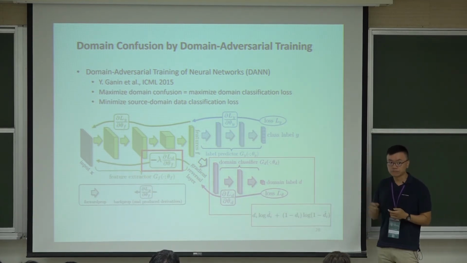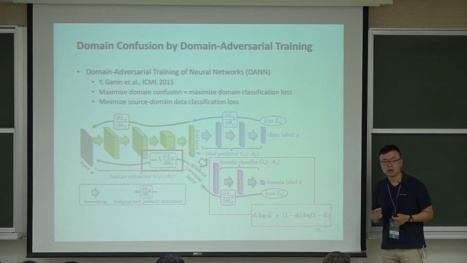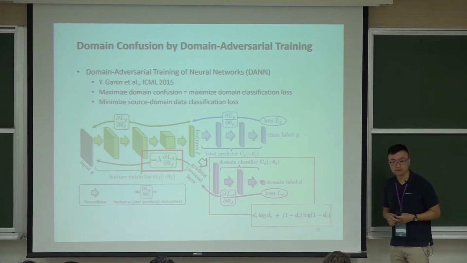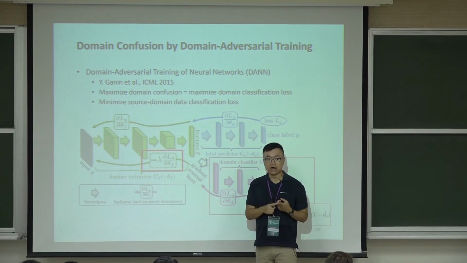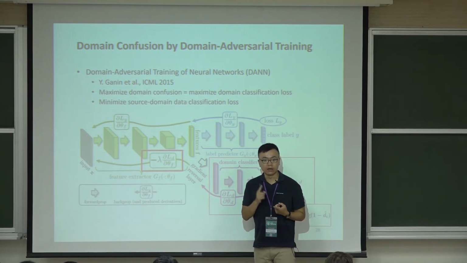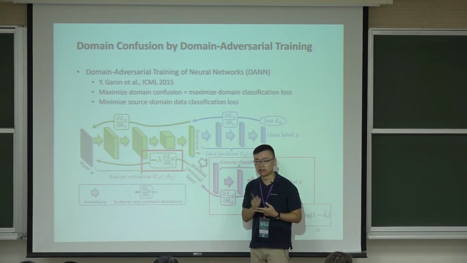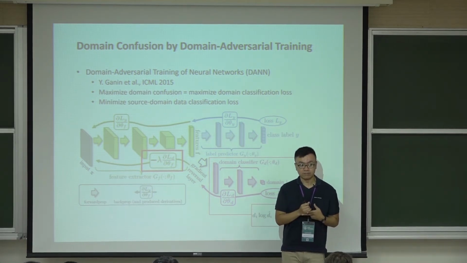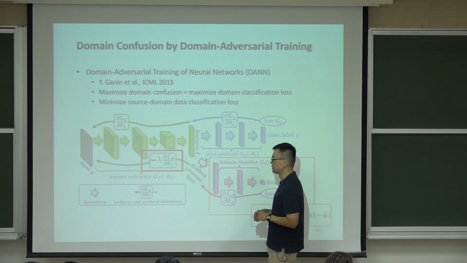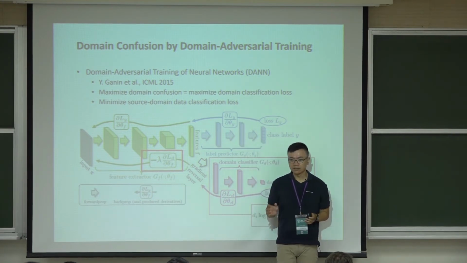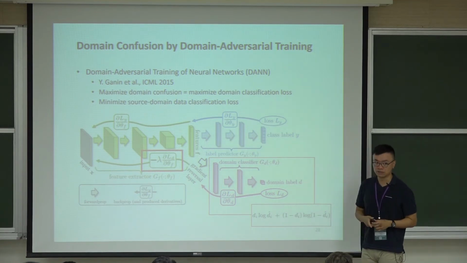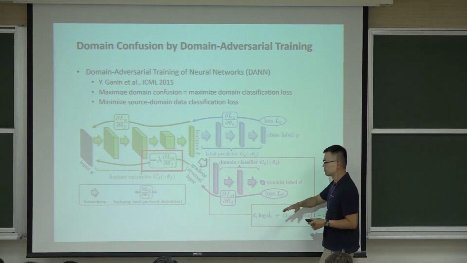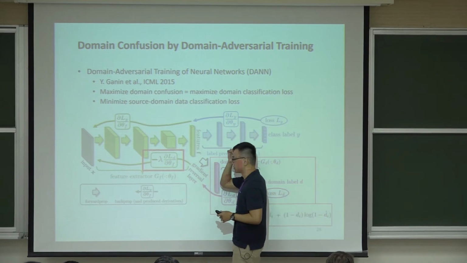Okay, so let me go through this model and see how it addresses domain adaptation. Again, we are dealing with unsupervised domain adaptation. Only source domain data are labeled. Target domain data are totally unlabeled. The same setting as the previous one. So what did these people do? This was proposed in ICML 2015.